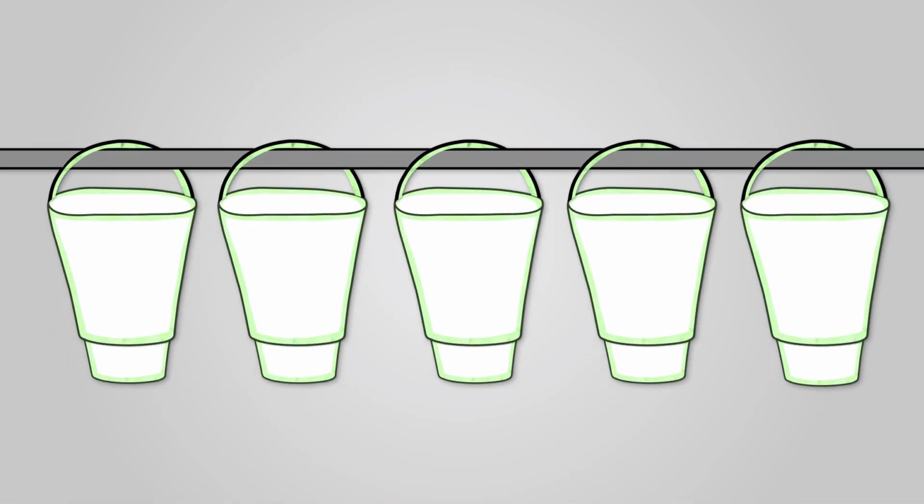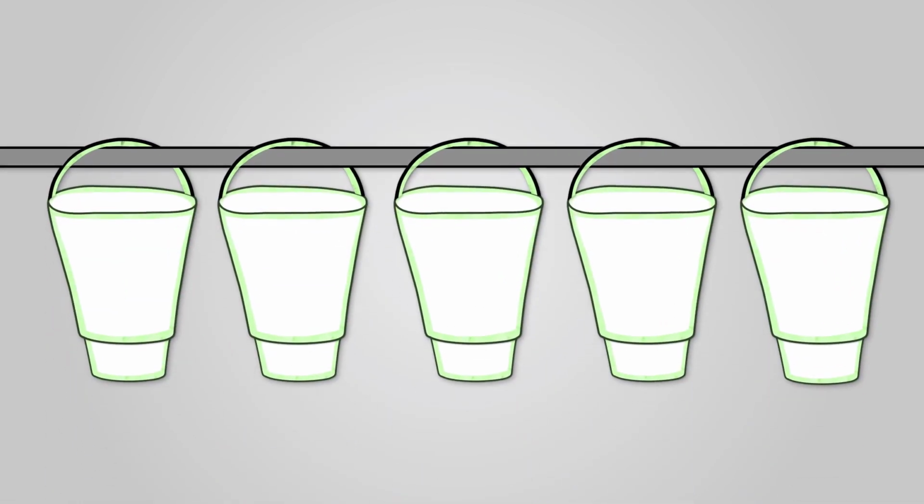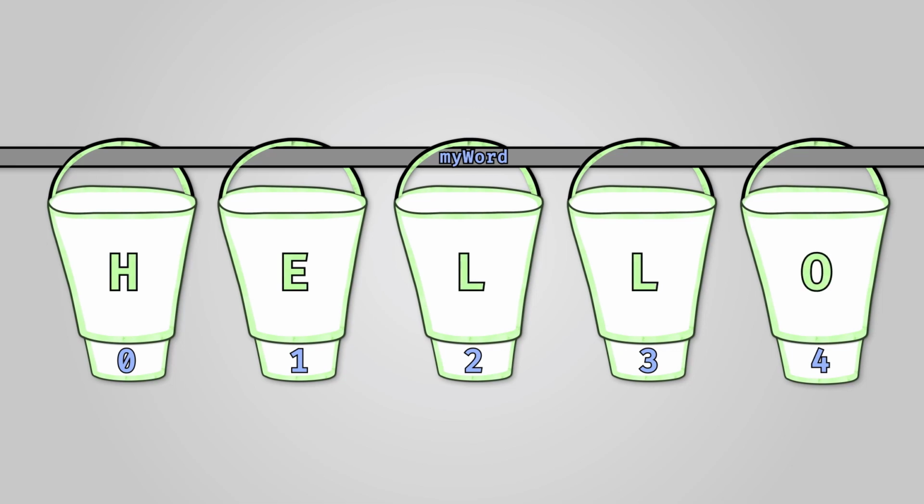You could also think of a string as a series of buckets on a pole. Each bucket has a number painted on the front that is its position on the pole. The position starts at 0. The pole is the name of the string. Inside each bucket is a single character. So, looking at this illustration, we can see that the letter H is at position 0, the letter O is at position 4, and the length of the word is 5 characters.